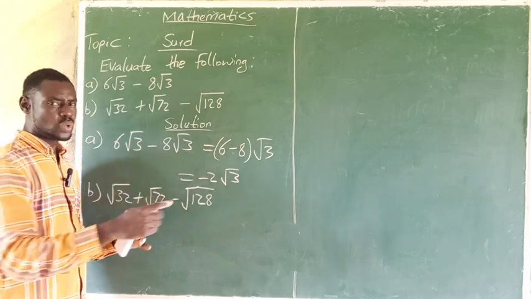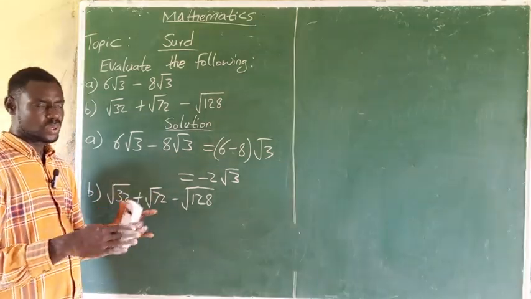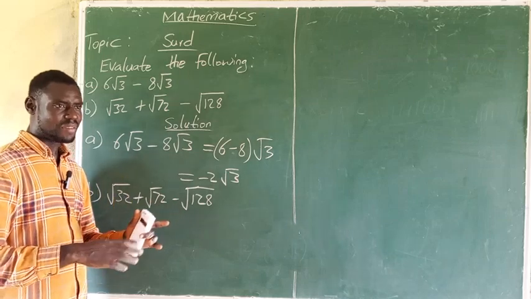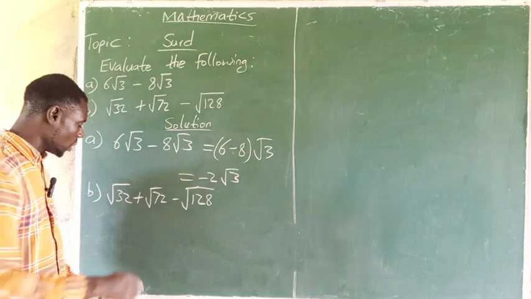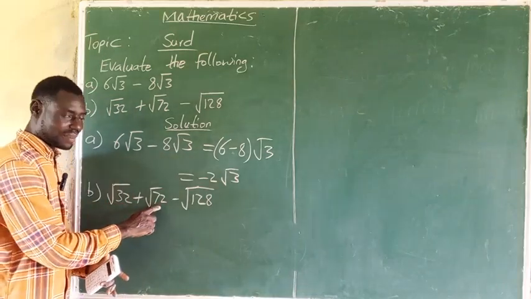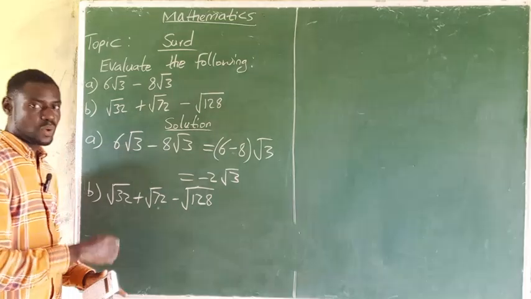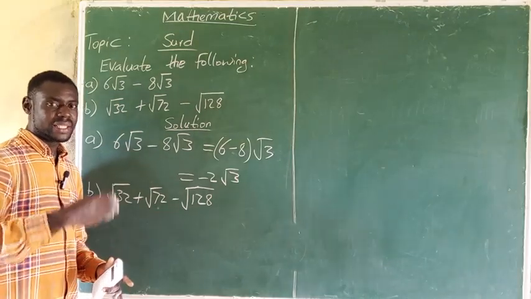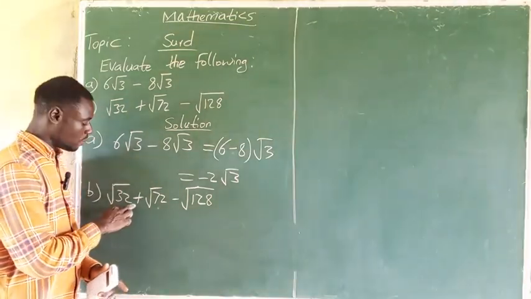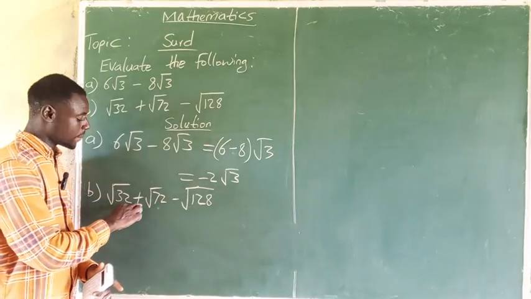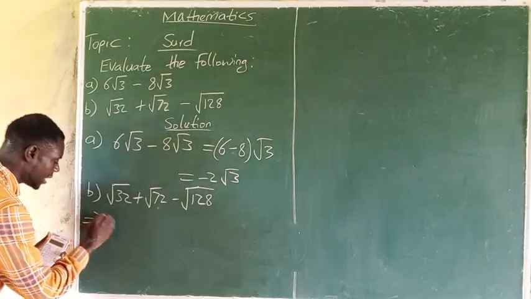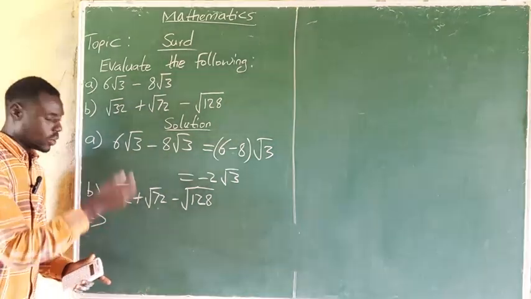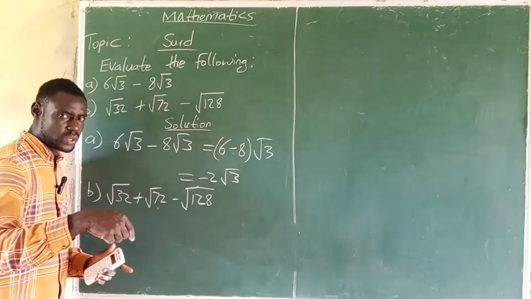You can't find 2 numbers that will multiply to give you 2, one a perfect square and the other a non-perfect square. It's very difficult, except you want to use 1. So what you need to do is break 32, break 72, and break this value. Make sure all of them have the same root so that you can work on the operations, plus and minus. This implies find 2 numbers, one a perfect square and the other not a perfect square.